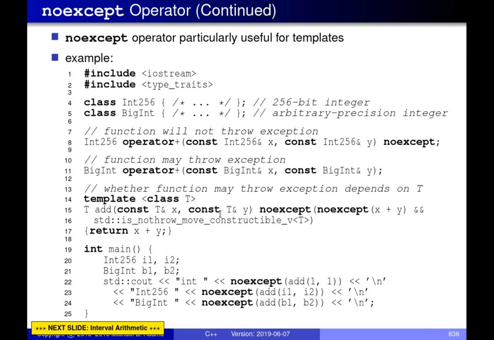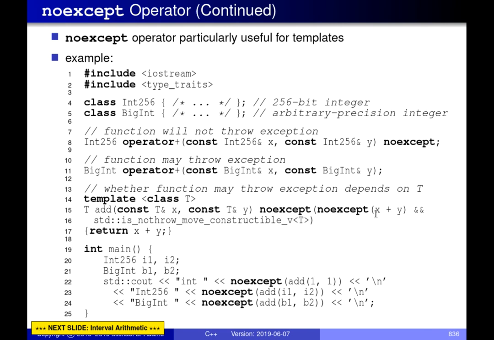Any questions? Yeah? So is noexcept x plus y saying, does the function, like operator plus, not throw exceptions? Or what are you saying in that noexcept x plus y? Yeah, so this noexcept here is the noexcept specifier for the function. This noexcept here is the operator. So this is why it's taking an expression here.